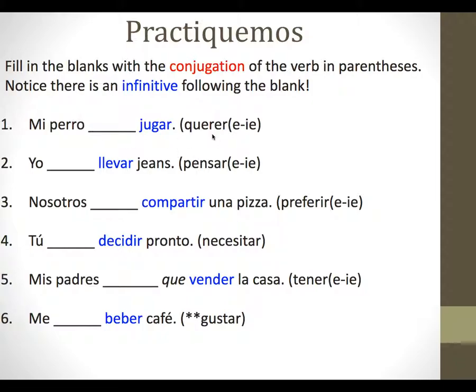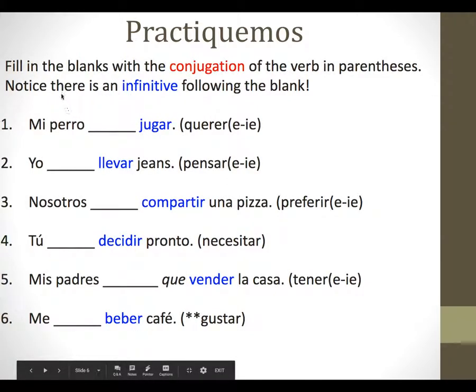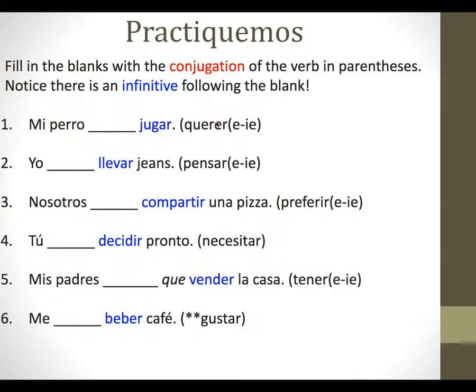Okay, so let's see how these verbs, querer, pensar, preferir, etc., are used with verbs in the infinitive following. Fill in the blanks with the conjugation of the verb in parentheses. But notice there's an infinitive following the blank. This one wants us to say, my dog wants to play. So we do have to conjugate the first verb, leaving the second in the infinitive. All right, so let's do the first one together.